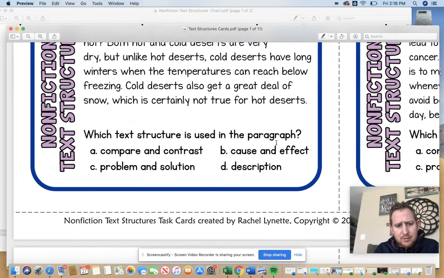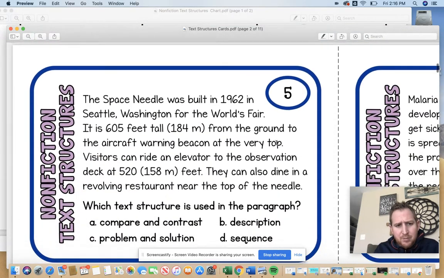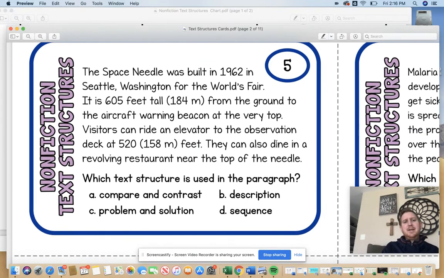All right, let's take a look at 4 more. Number 5, the Space Needle was built in 1962 in Seattle, Washington for the World's Fair. It is 605 feet tall from the ground to the aircraft warning beacon at the very top. Visitors can ride an elevator to the observation deck at 520 feet. They can also dine in a revolving restaurant near the top of the needle. Which text structure is used in the paragraph?